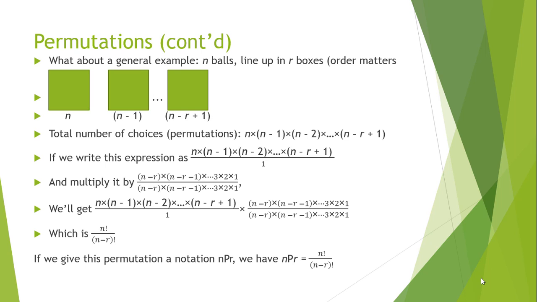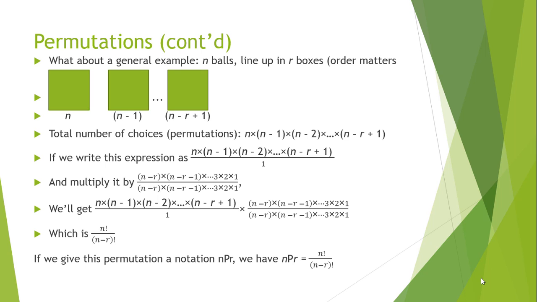So in this case, we have n times n minus 1 and all the way to n minus r plus 1. So the total number of choices, what we call permutations, is n times n minus 1 times n minus 2 times all the way to n minus r plus 1. If we write this expression as n times n minus 1 times n minus 2 times all the way to n minus r plus 1 divided by 1 and multiply by the following expression, we will get the total number.